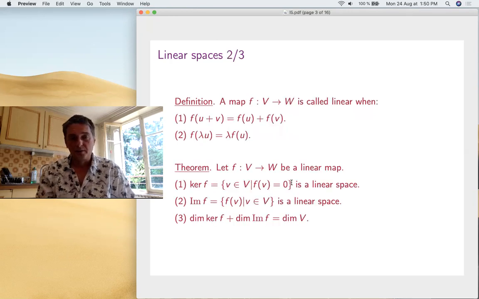Now, what can we do with these linear spaces? We're interested in linear maps between them, right? We don't have matrices there, so we have to do it this way, linear maps first. So a map is called linear when the sum goes to the sum, multiplication by scalars goes to multiplication by scalars. Now, at this level of generality, we can't do much. But here is, however, an interesting theorem.